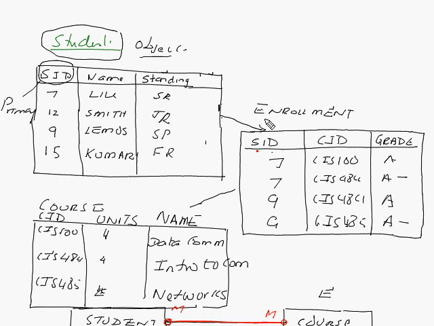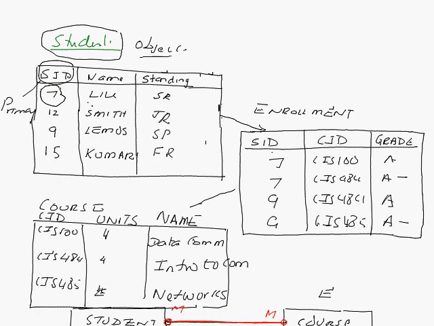Suppose that we want to list all the courses in which Liu is enrolled and the grades that he obtained on each of the courses. It can be done as follows. First, we go to the student file, or student table, and retrieve the student ID number of Liu. That has been done. That's step number one.